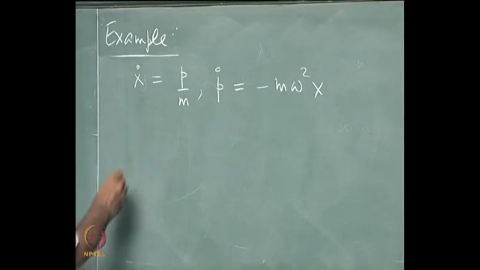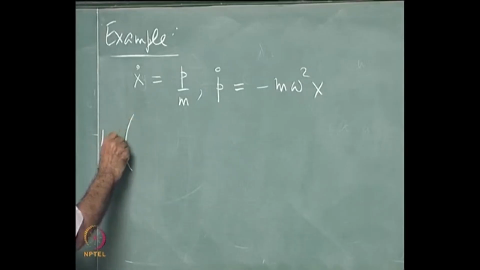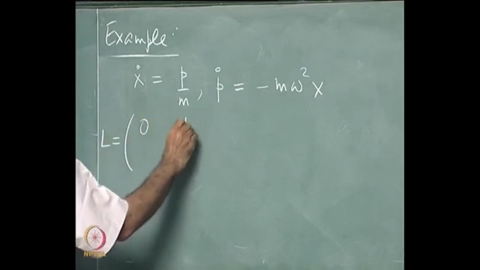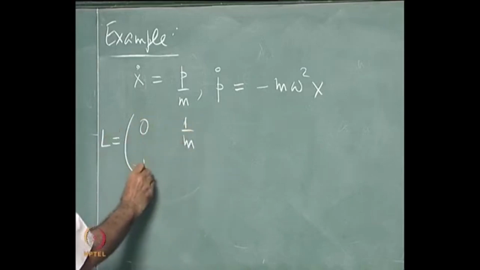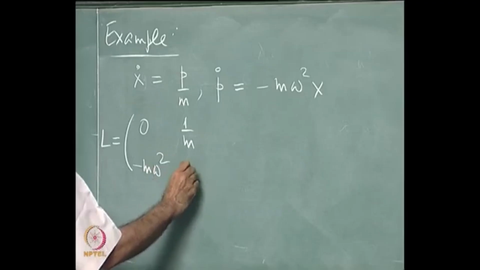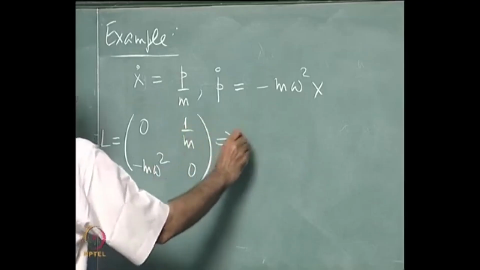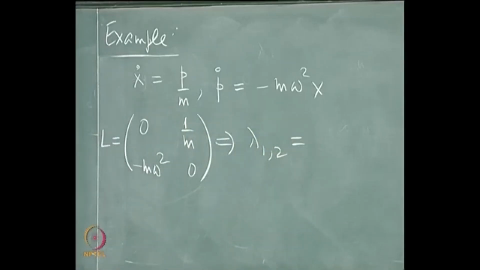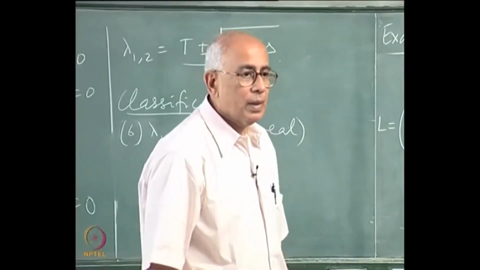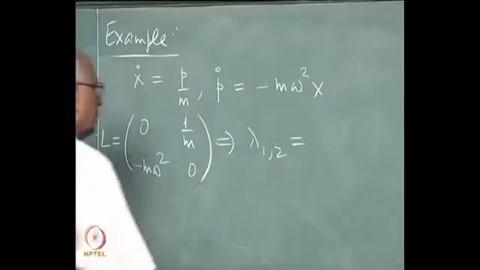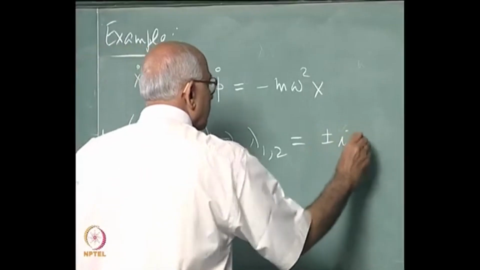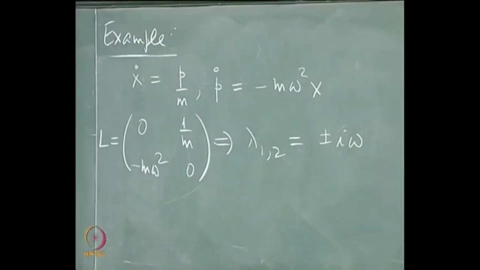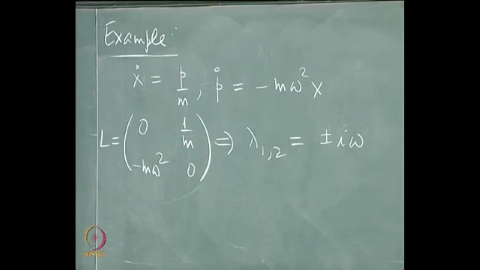What does the matrix look like? This is a linear system in which L is equal to a 0 here, a 1 over m here, a minus m omega squared here, and a 0 here. This implies lambda 1, 2 equal to, what are the two eigenvalues in this case? Plus or minus i omega, and as all of us know, the solutions are linear combinations of e to the i omega t and e to the minus i omega t.